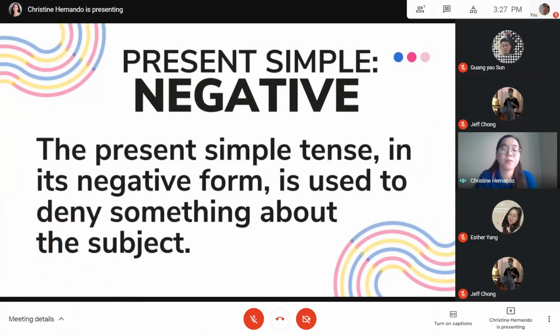The present simple tense in its negative form is used to deny something about the subject. You may be asking, how would we form a negative sentence in English using the present simple tense? We do this by adding the negative contractions don't and doesn't before the main verb.